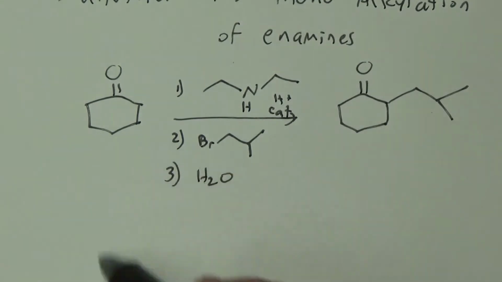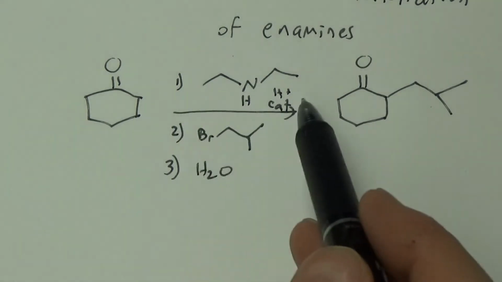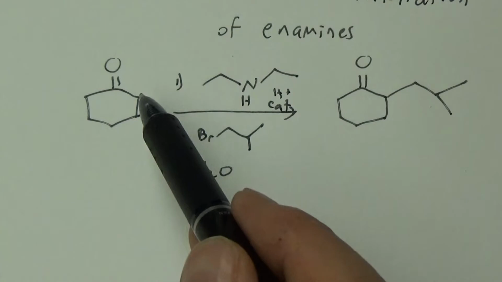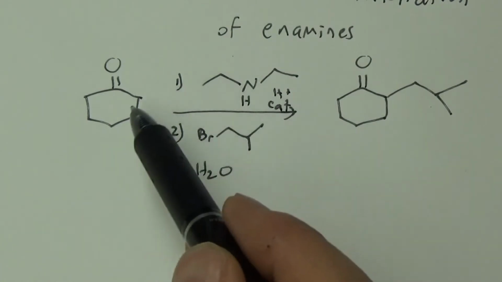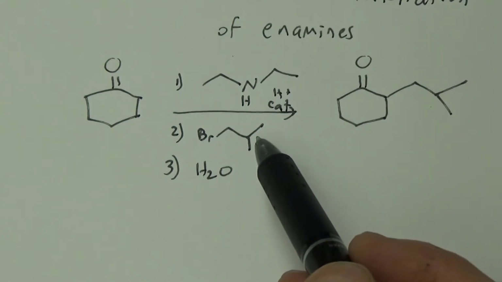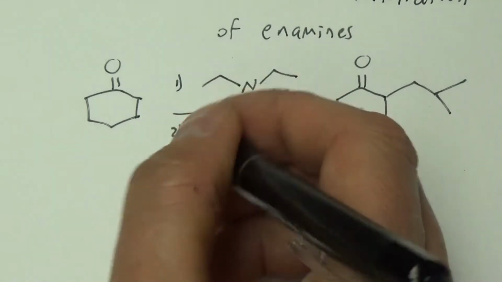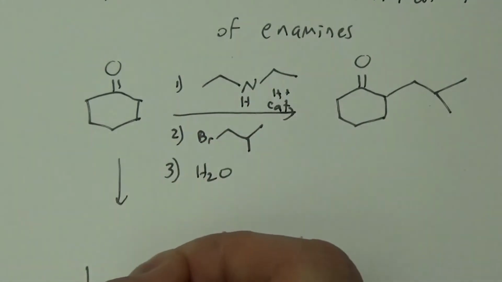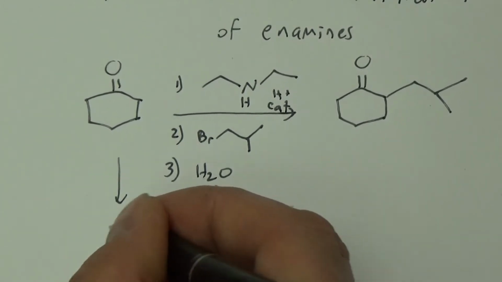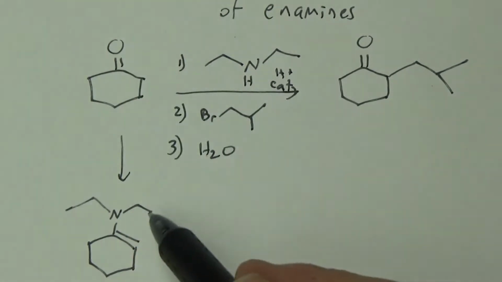This is a big long mechanism, and you should practice this. I'm not going to do this mechanism for you. You're going to have to review how to make an enamine. That was in chapter 17. And then the attack of the enamine onto the alkyl halide. That's really easy. It's one step. And then the hydrolysis, right? I'll just draw what the enamine looks like. That's the enamine, right? This diethylamine reacts and makes this enamine.